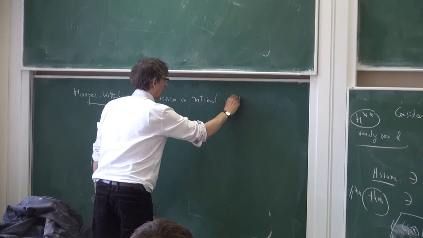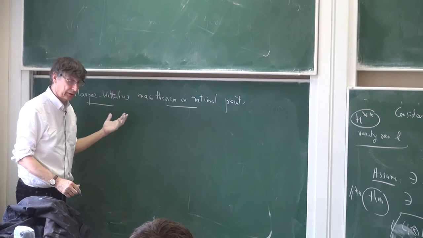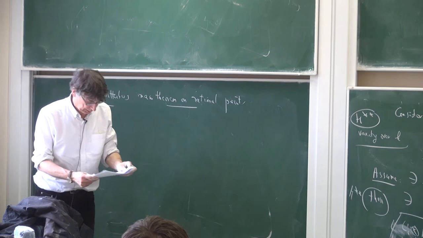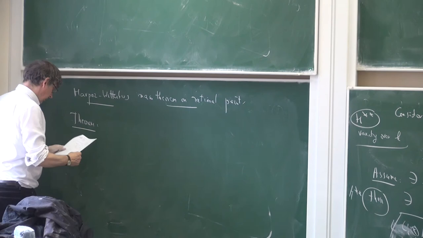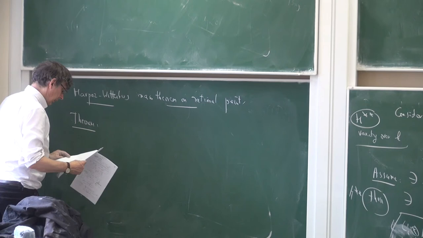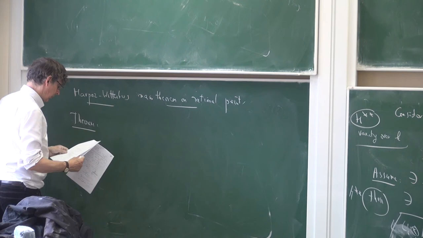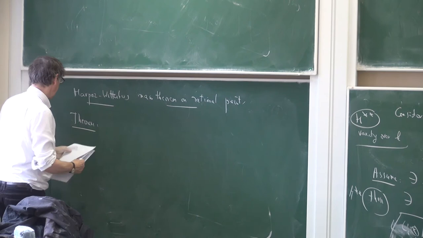So the paper has two main theorems, one on zero cycles, which is unconditional, and one on rational points, which is conditional. This is the one which I want to explain, at least I want to give some idea. So here's the theorem. Okay, here's the simplest statement.